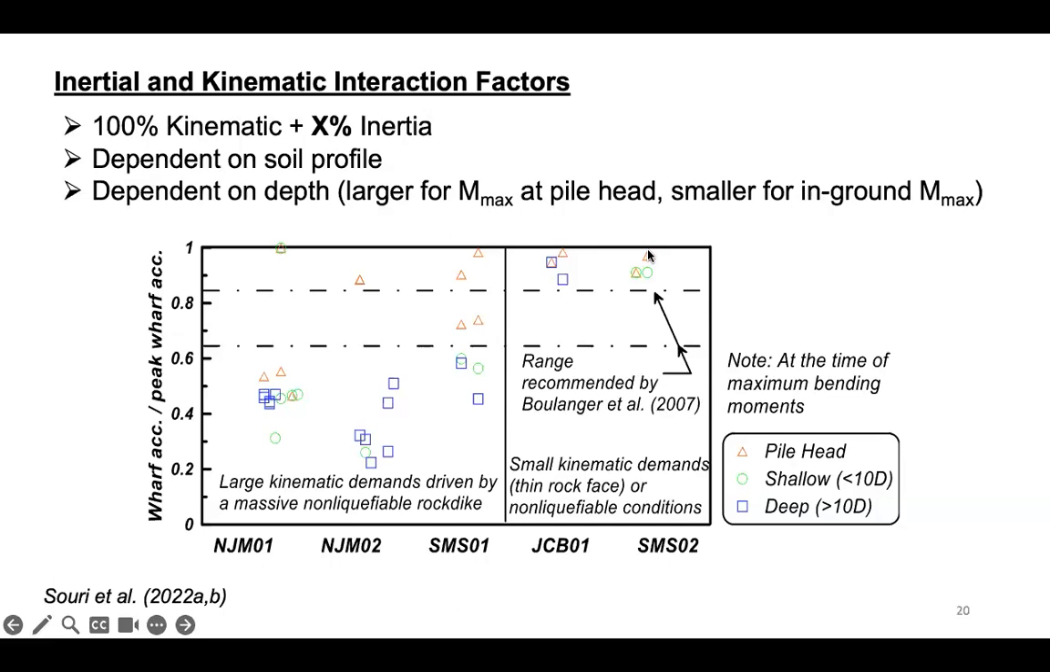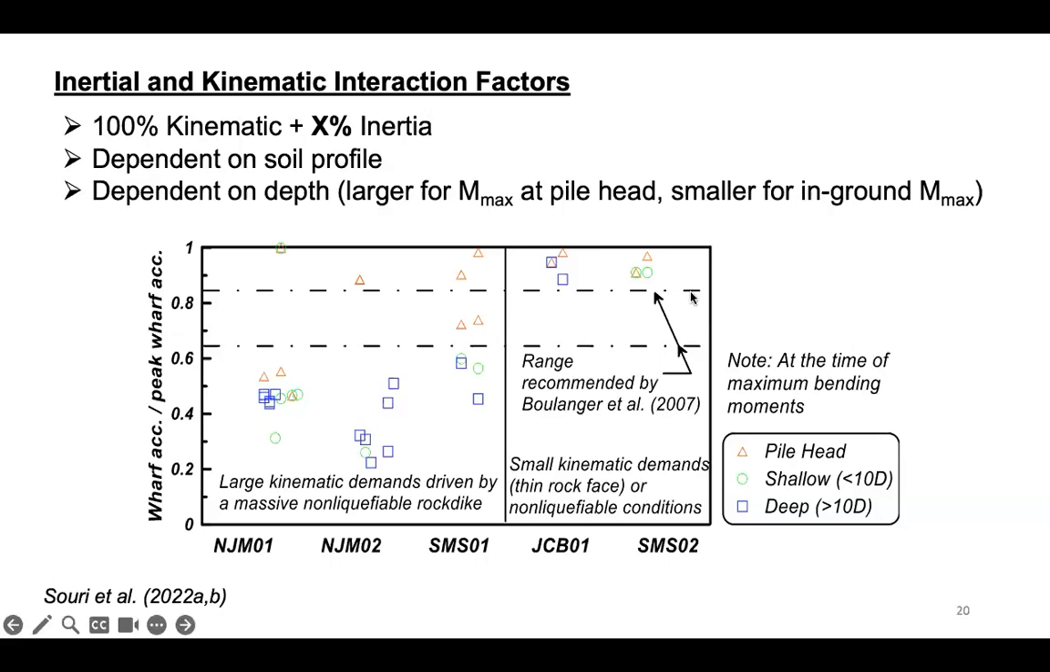There are 2 things that you notice when you look at these results. One is that there's some soil profile dependence to these interaction factors. In these first 3 tests, the inertia multiplier varies from as low as 20% up to 100%. When you look at these 2 tests, the inertia multiplier is much larger. It's close to 100%. So the first thing is that there appears to be some soil profile dependency in these load factors.